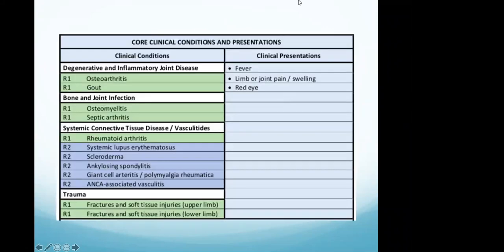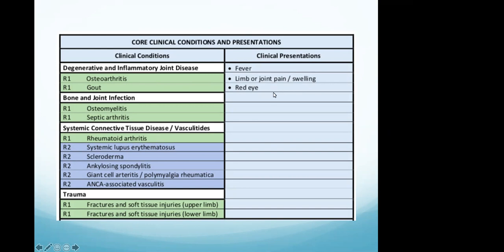So I don't know what your guys' matrix looks like. This is what mine looked like. So the important things in here, definitely OA, definitely gout, definitely your infections, RA. And I'll probably put GCA PMR as kind of an R1.5. The rest is not that important, including this, although it's in here again as well.